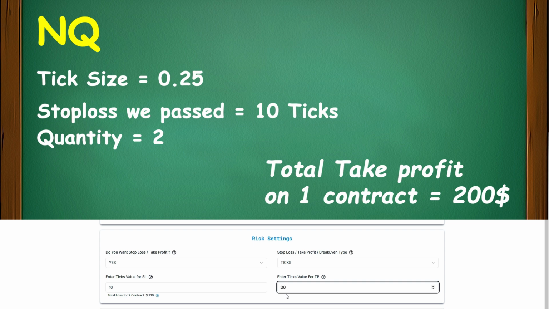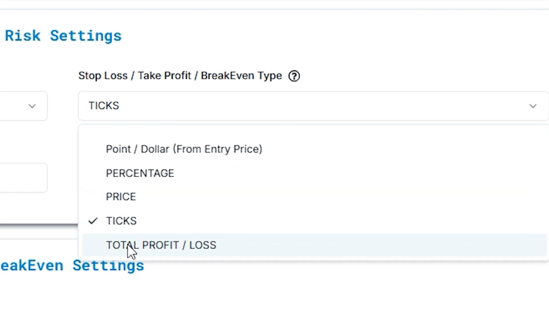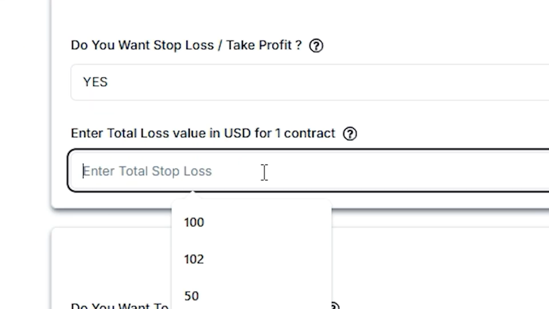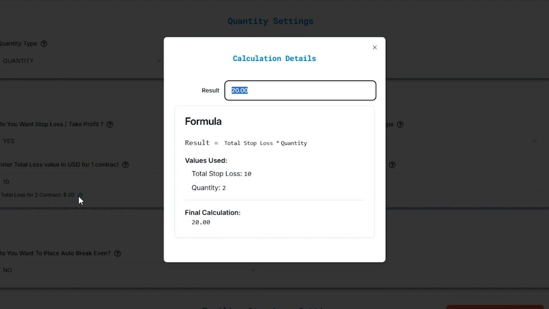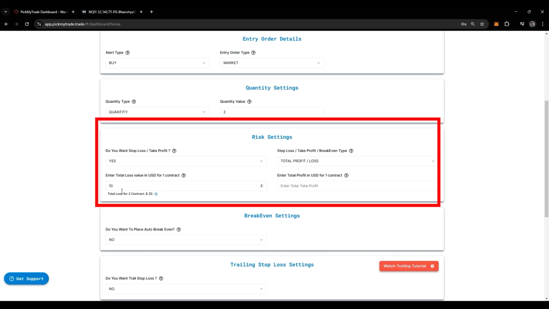So the take profit will be at $200. The last one is total profit or loss. So if I place $10 for 2 contracts, the stop loss is going to be $20. Here is the calculation for it. So that's how all these things are going to work.